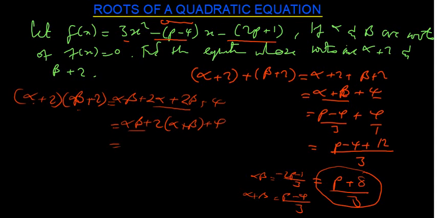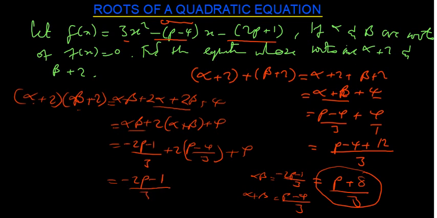Now we know our alpha beta, which is negative 2p minus 1 divided by 3, and then plus 2. We know our alpha plus beta, which is p minus 4 over 3, and then plus 4. So this is going to give us negative 2p minus 1 over 3 minus 2 times 2p, that should be 2p. 2 times negative 4, that means negative 8 over 3, then plus 4.